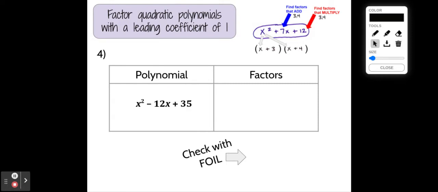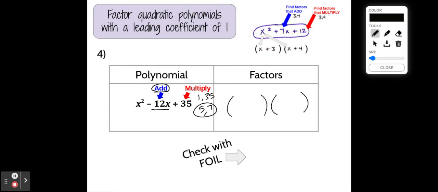Okay, here's number 4. x squared minus 12x plus 35 is our quadratic polynomial. Let's come up with factors that multiply to 35. So for 35, we've got 1 times 35. We've also got 5 times 7. Oh, I can stop here, because 5 and 7 can be used to add together and get a 12. So those are going to be my factors.